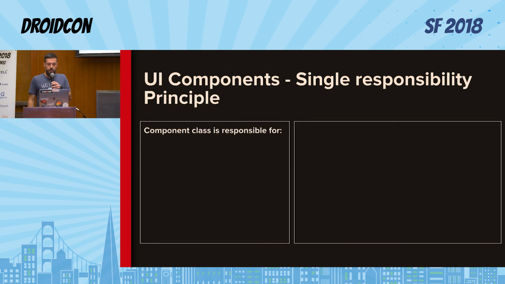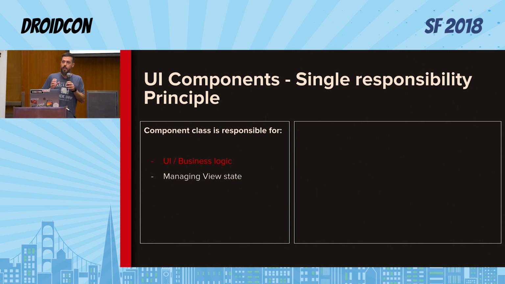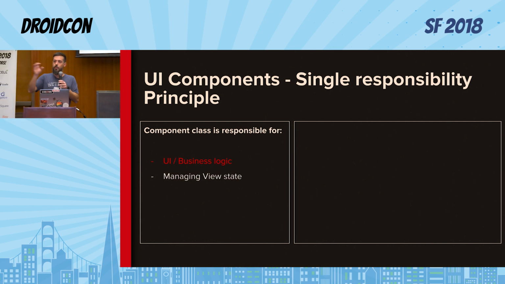Let me talk a little bit about the responsibilities that we have. We try to use the single responsibility principle, and the main responsibility of a component class should be the UI logic, the presentation logic, and the business logic. All this logic should not be outside of it. The component should own it. And also, it manages the state of the view. So if you have multiple Android views, this component will hold them, and it will change the state if required. The view will be completely stateless.